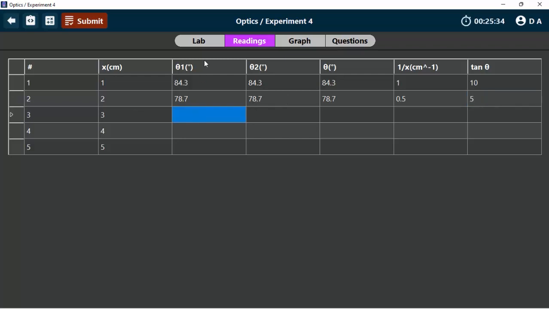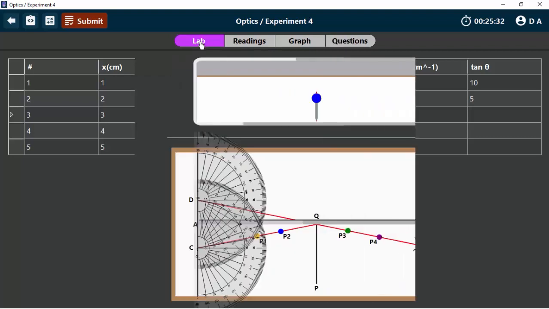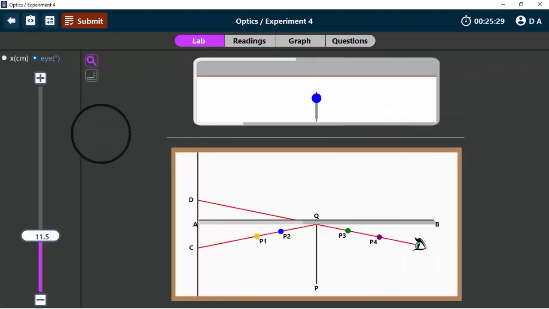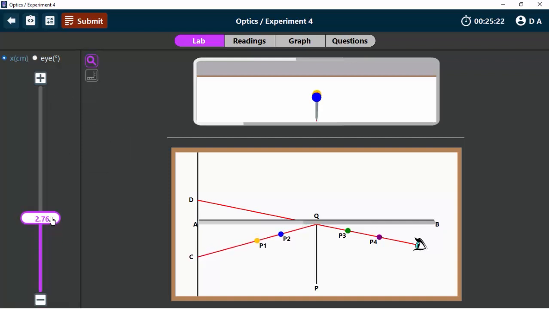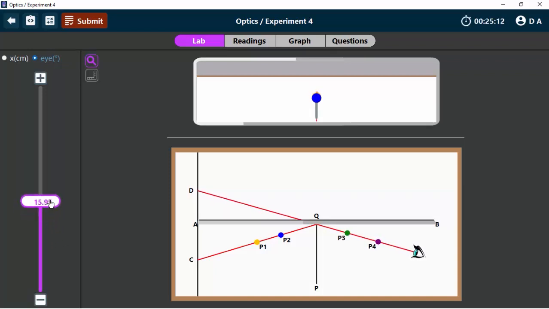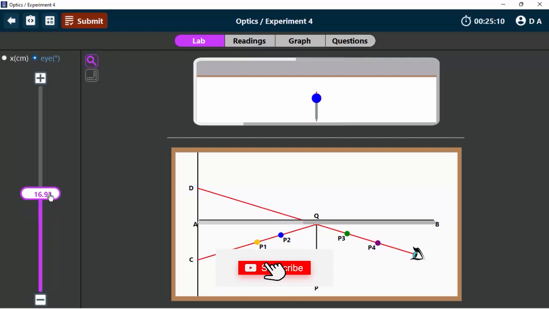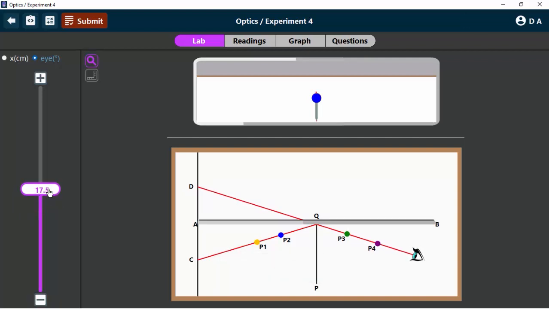So the next thing I want to do is to get the reading when x is equal to 3. So you remove the protractor and you repeat the process for x equals 3. You move it until you get 3. Then you move your eye until only the blue pin covers the orange one. By the time you are looking through the mirror, you should see the blue one covering the yellow one. The one in front should cover the one behind it.